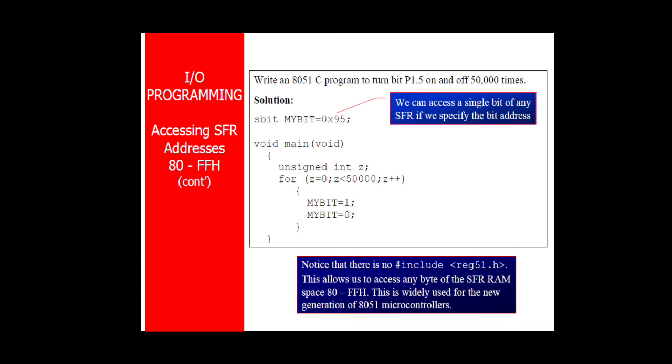Write an 8051 C program to turn bit P1.5 on and off 50,000 times. On and off means we have to use 1 or 0 values, and here it is P1.5. Using the SBIT data type, you can have the address of P1.5, referring to that diagram, it is 95H, and here using the MYBIT you can turn it on and off. Using a simple for loop you can perform this, or you can also use the msdelay function.